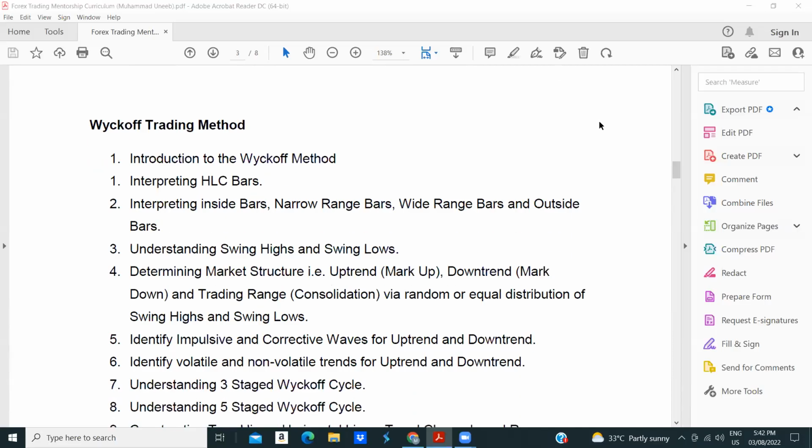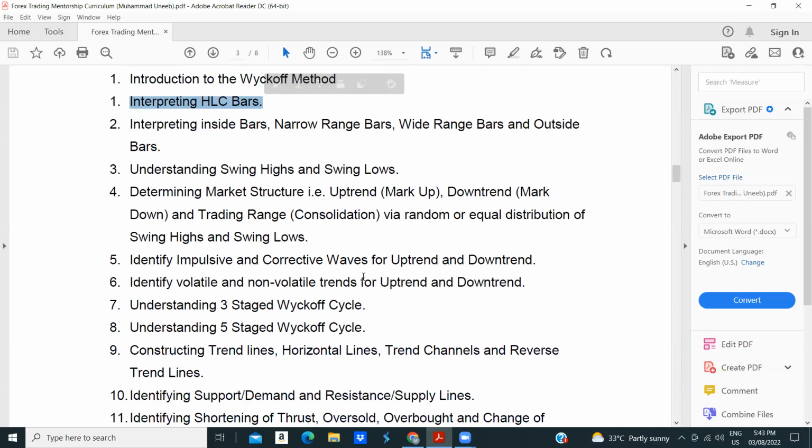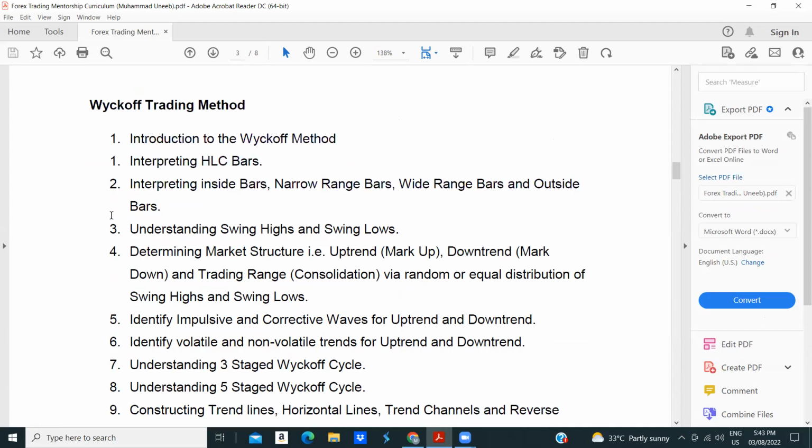All right. So HLC, I'm going from the beginning. So these 4 or 5 days, I will just repeat everything we have learned so far, right? So that you can have a good revision for that. So, introduction to the Wyckoff method.